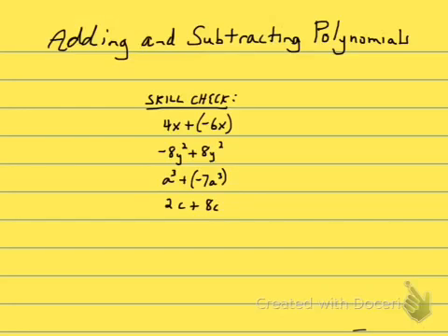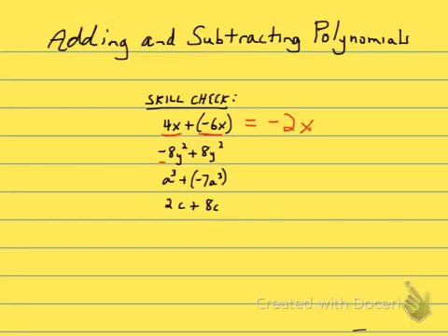So I've got a little skill check here, and I want you to look at these and see if you can get an answer for me. Remember, combining the like terms, you're looking for they have to have the same variable, which all of these do, and it has to not just be the same variable, it has to have the same exponent. So we can combine 4x and negative 6x. So 4 plus negative 6 is negative 2, and negative 2x would be your answer.